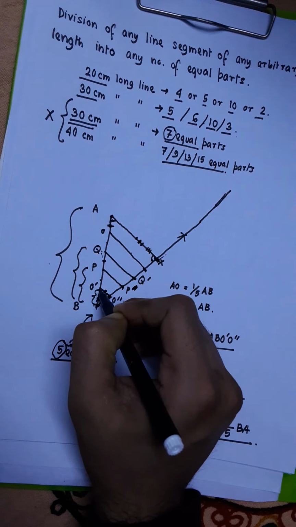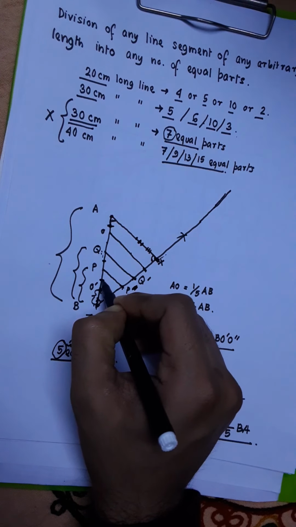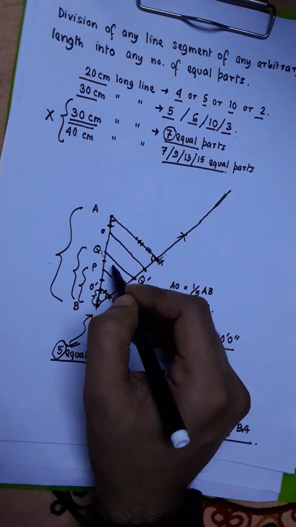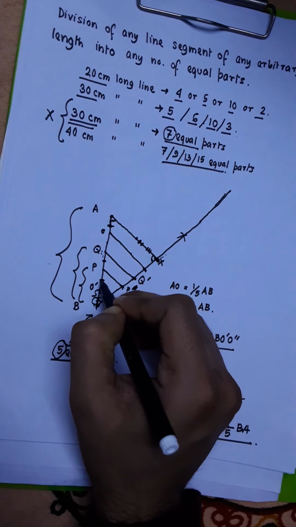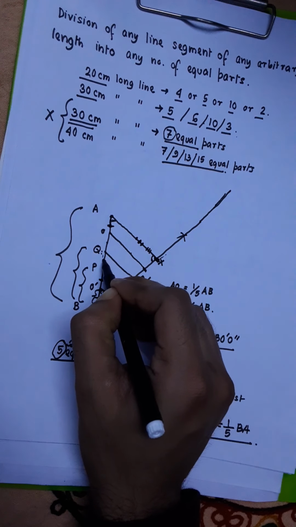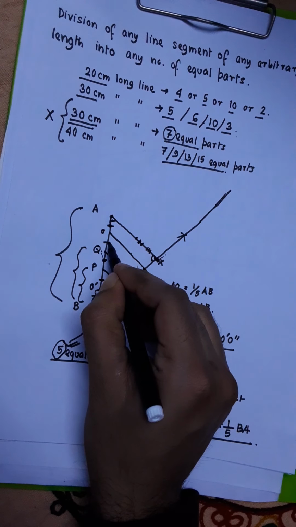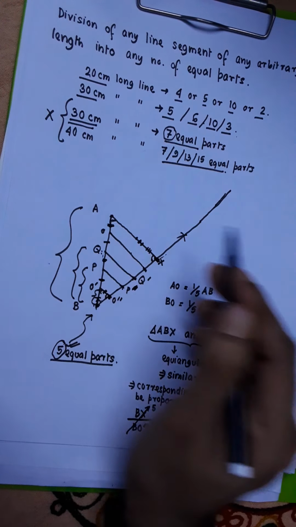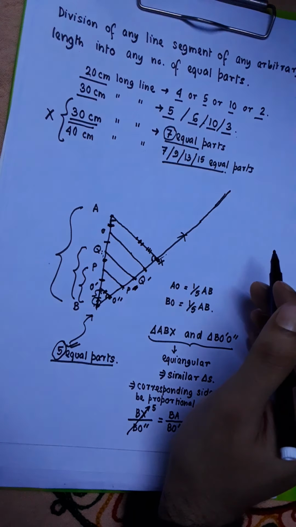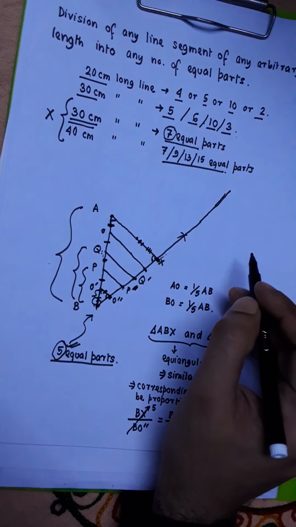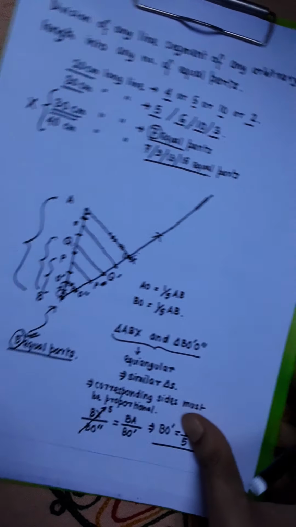This is 2/5, this is 1/5, so this length is again 1/5 of AB. In this way you can show that each of these lengths is 1/5 of AB. So in this way you can divide any line of any length into any number of equal parts. So what is the process, that I will again explain.